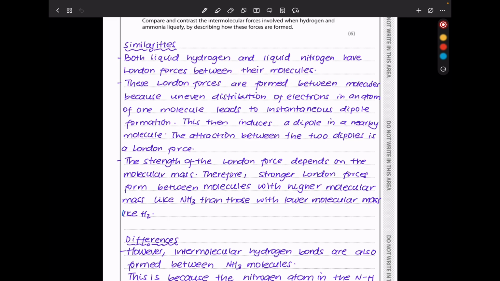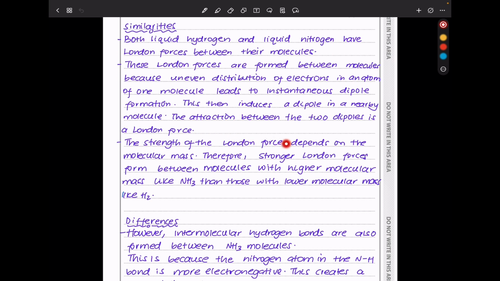are formed between molecules because an uneven distribution of electrons in an atom of one molecule leads to instantaneous dipole formation, and these then induce a dipole in the nearby molecule. The attraction between the two dipoles is the London force. The strength of the London force depends on the molecular mass. Therefore, stronger London forces form between molecules with higher molecular mass, like ammonia, than those with lower molecular mass, like hydrogen.